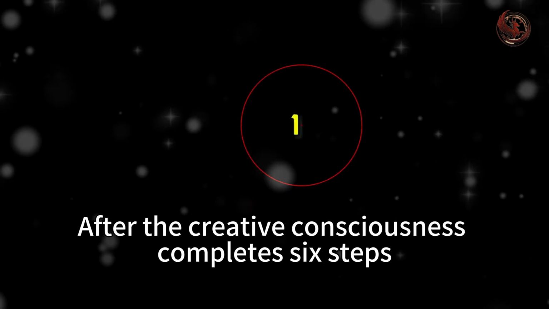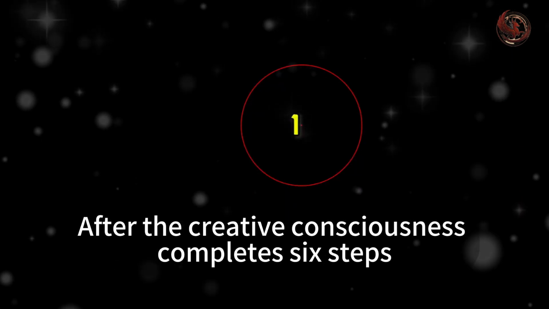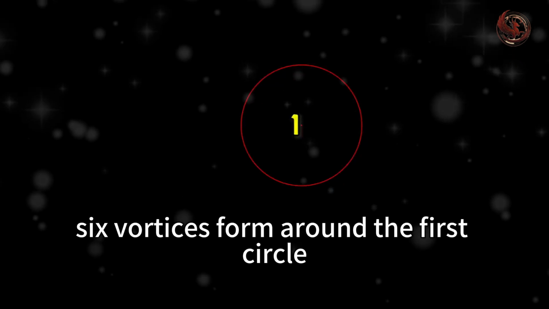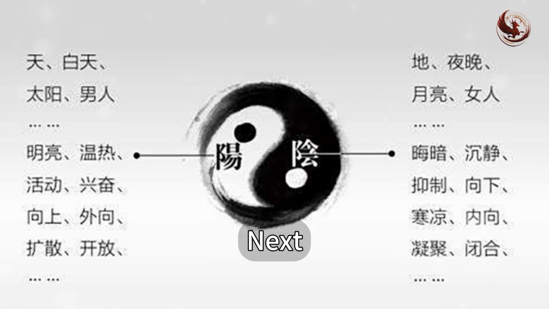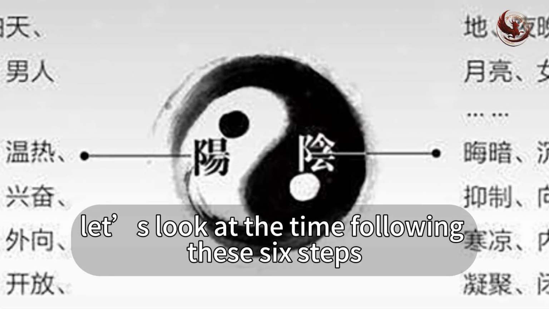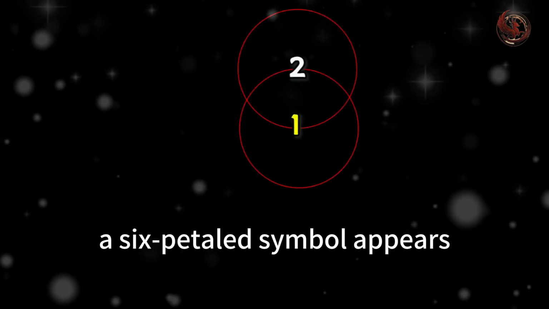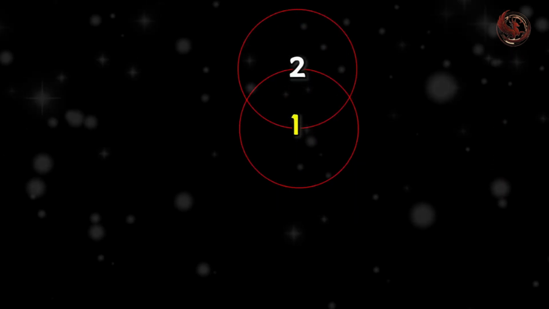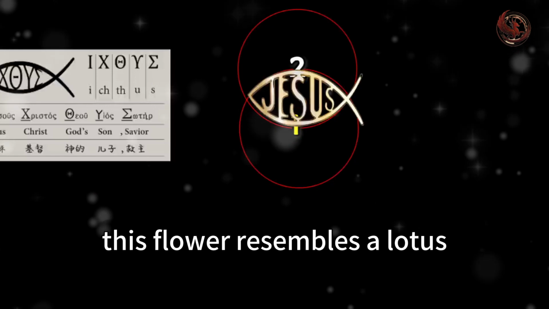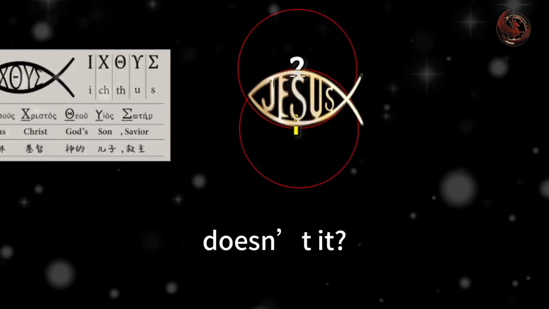After the creative consciousness completes 6 steps, 6 vortices form around the first circle, marking the completion of creation. Next, let's look at the time following these 6 steps. At the center of the world, a 6-petaled symbol appears. Yes, this flower resembles a lotus, doesn't it?